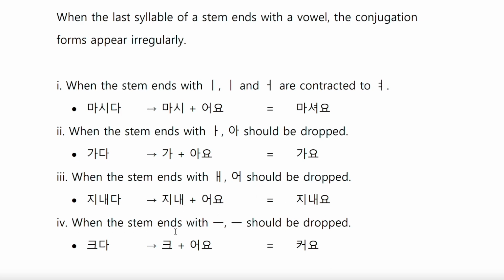그 다음에 when the stem ends with 으, 그러면 으 should be dropped. 크다. 그러면 크어요, 커요, 커요. So if you pronounce them together, the sound is very weak. So we pronounce this like 커요. 그렇죠? 그래서 we write this way. So yeah, they are kind of irregular forms. 마셔요, to drink. 가요, to go. 지내요, to spend time. 커요, big.